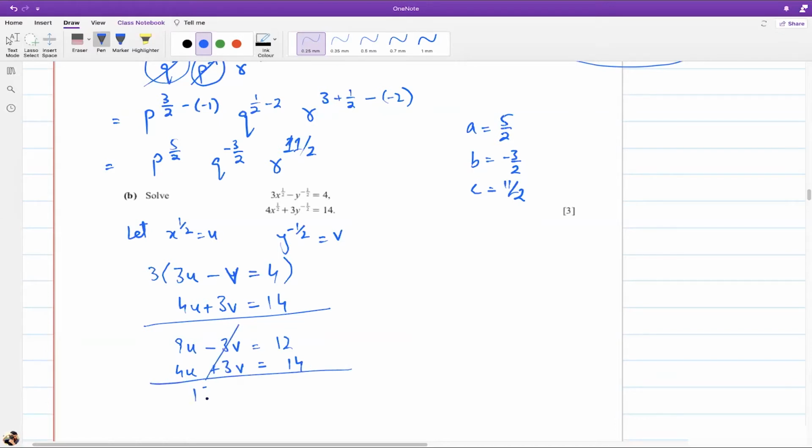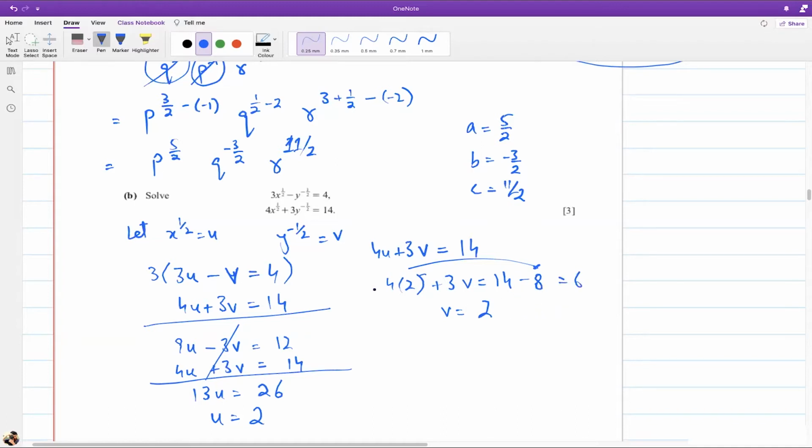This cancels out. You're left with 13u is equal to 26. u is equal to 26 over 13, which is 2. Then I have v. Any one equation would do. So it becomes 4 into 2 plus 3v is equal to 14. That leaves me with v is equal to 8 by 3. Oh, sorry, 6 by 3, which is 2. I just subtracted it. This becomes 6. So 3v is equal to 6. So let me just write it. 3v is equal to 6 and v is equal to 2. So I have found these answers.